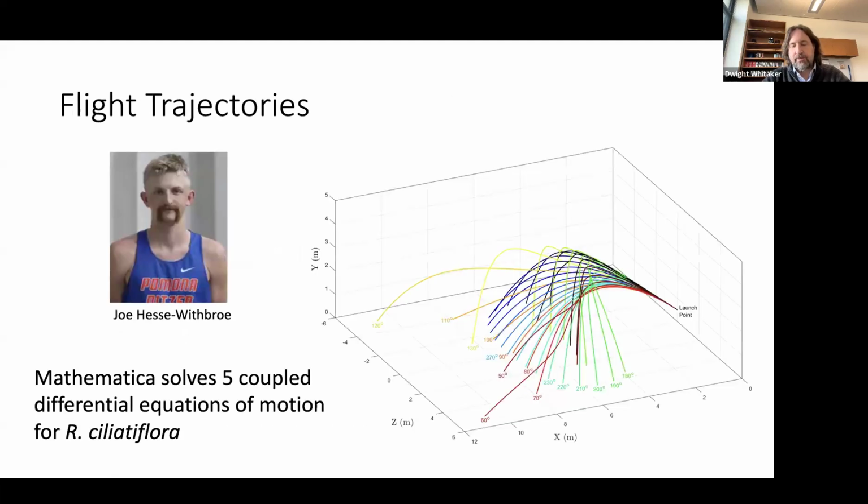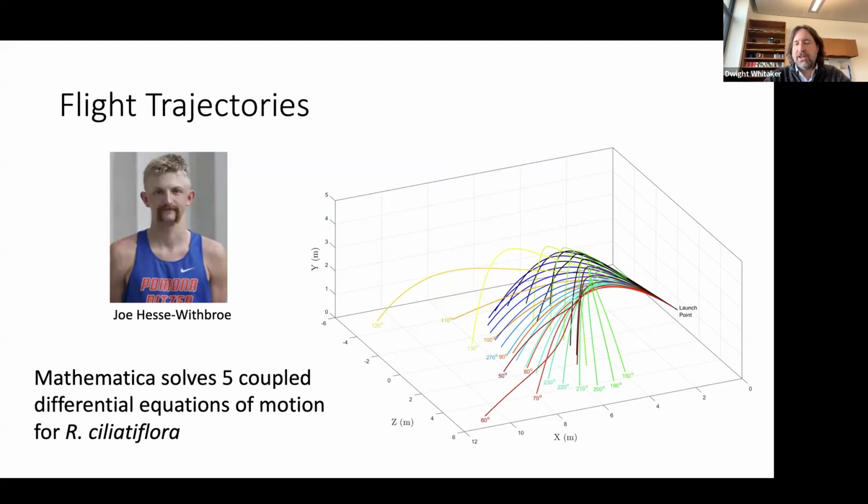This is exactly the kind of problem that appeals to Mathematica, and fortunately appealed to my student from 2021, Joe Hesse-Withbro. By far the best picture I could find of him, who was the one who was brave enough during the pandemic to say, yeah, I think I can solve that 5-coupled differential equations. So we model some aerodynamic forces, some aerodynamic torques. And what he did is he modeled or calculated what the trajectories would be for different launch parameters.